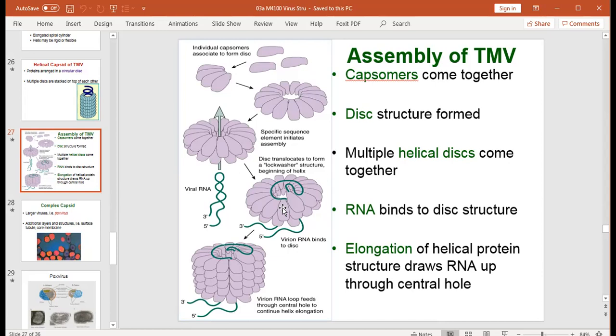helical discs. Then the disc will translocate. It moves a little bit around to form a lock washer structure where the RNA will be attached and RNA will be sucked in, and the helical protein structure will be elongated. Additional discs will stack on top of each other, and they will draw the RNA through the central hole. And this is the assembly of the TMV virus.